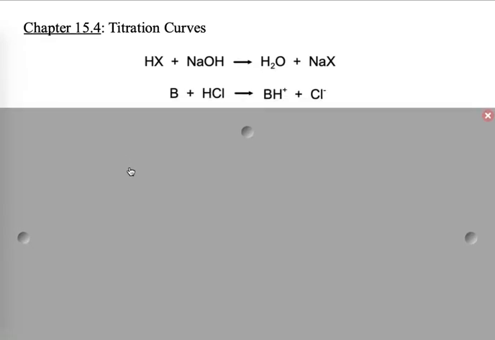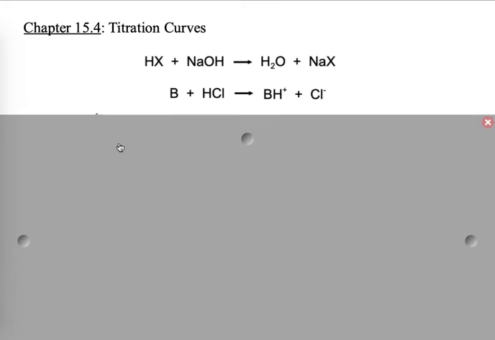Or we could study the titration of a base indicated by the neutral formula B with a strong acid such as hydrochloric acid to form the conjugate acid of the base, BH+ Cl-. In each of these cases, the acid or base that we're starting with, HX or B, is the analyte, the substance that we are titrating. The strong base or strong acid, sodium hydroxide or hydrochloric acid, is called the titrant, the stuff we're adding.